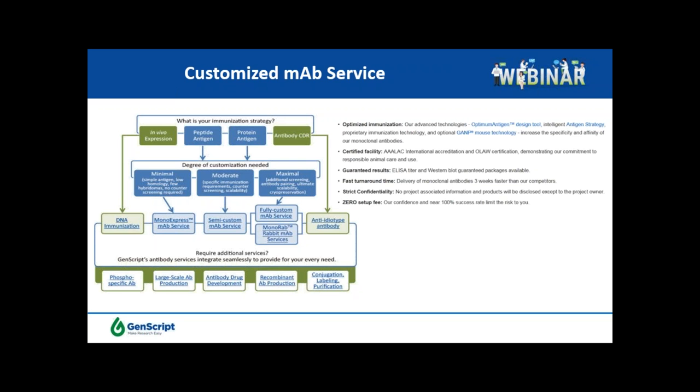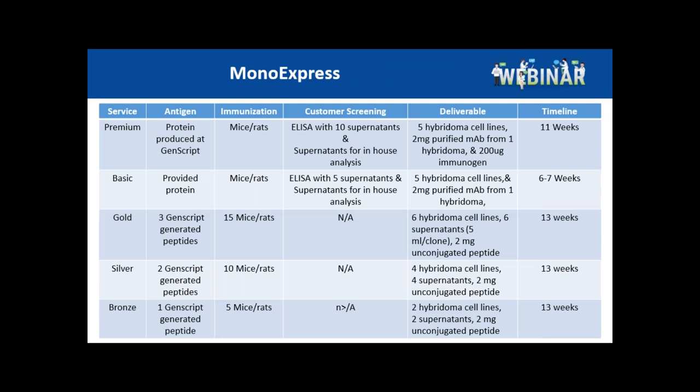If this is still not enough, we can take it up to a higher level and provide even more customized strategies with our fully customized service or MonoWrap service. GenScript's MonoExpress service can generate specific antibodies in as little as 45 days. Our MonoExpress service comes in five distinct packages.